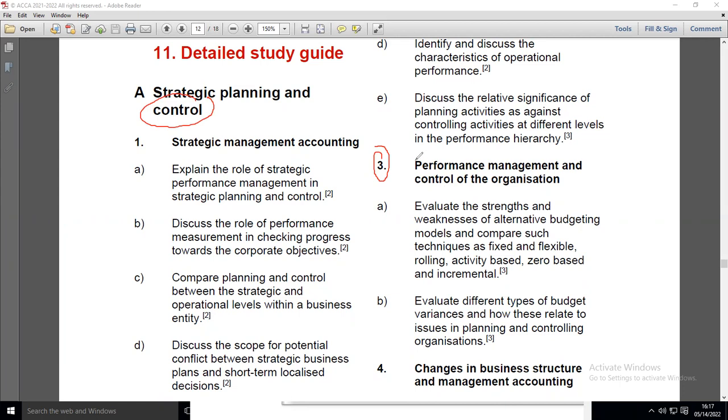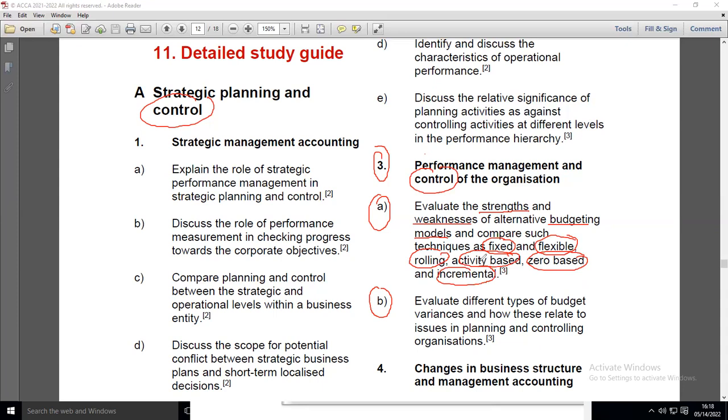Performance management and control of the organization. So what is it that is expected from us? There are only two items here, which we want to deal with this afternoon. Evaluate the strengths and the weaknesses of alternative budgeting models and compare such techniques as fixed, flexible, rolling, activity-based, zero-based, and incremental.